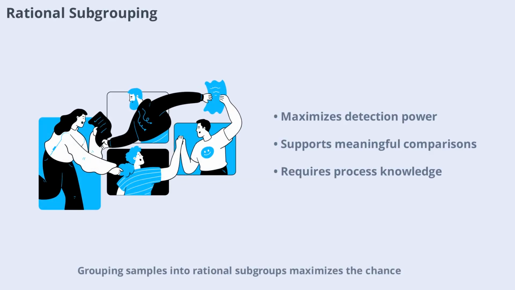Grouping samples into rational subgroups maximizes the chance of detecting differences between groups while minimizing within-group variation. This approach supports meaningful comparisons, such as lot-to-lot or time-to-time analyses. Effective subgroup selection requires a solid understanding of the process and sources of variability. Proper subgrouping enhances the sensitivity of statistical tools and improves process monitoring accuracy.